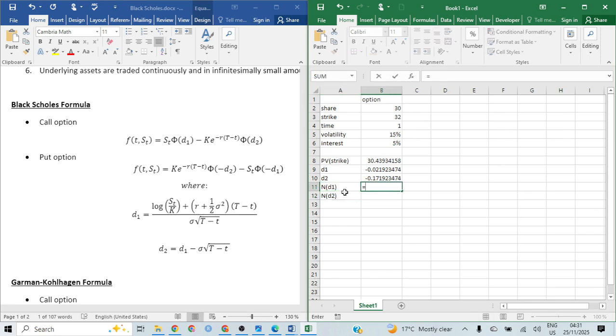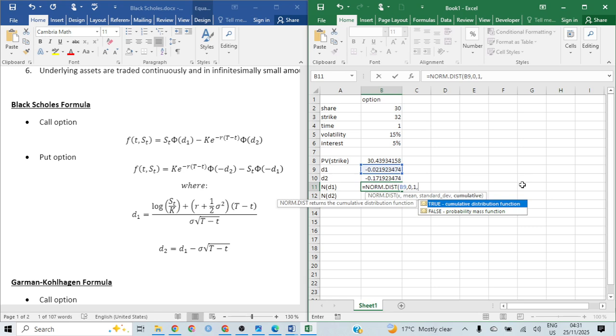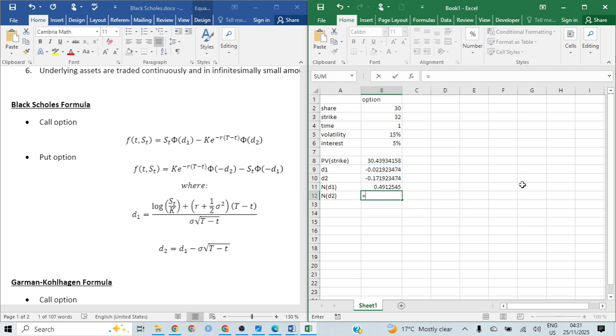This is standard normal, a normal distribution. So that of D1, where the mean is 0, the variance is 1, and we are doing a cumulative, so we choose 1. Do the same thing, I could just drag, or I will repeat so that you can see.